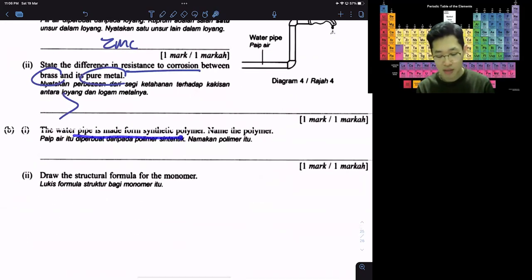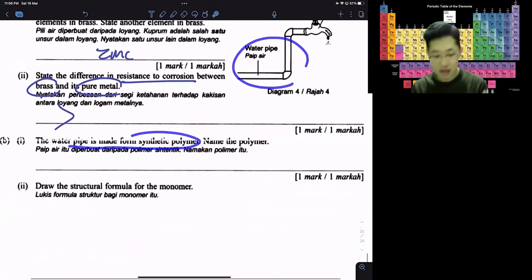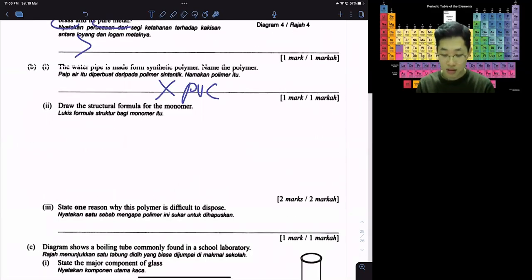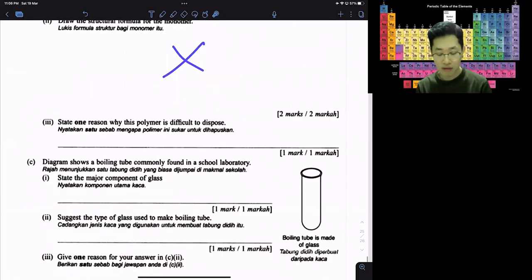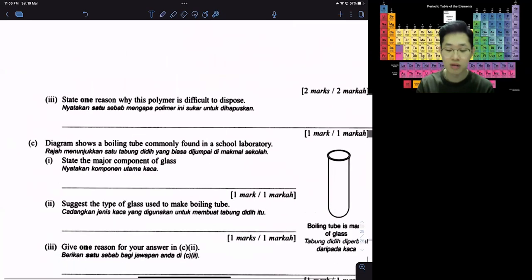Water pipe is made from synthetic polymer. Name the polymer. PVC lah, okay? In exam, don't write PVC, write the full name. Okay. One reason why polymer is difficult to dispose. Why very hard to dispose? Non-biodegradable. Okay, non-biodegradable.